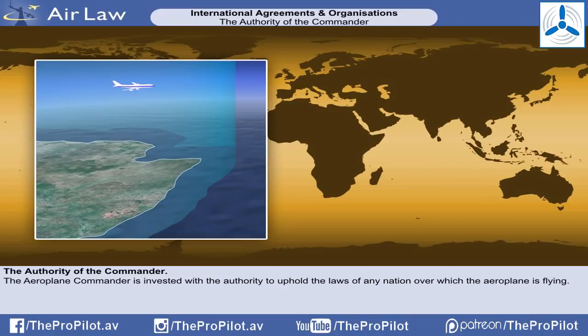So an aeroplane is regarded as carrying the same status as that of a ship. In practice, this means that the laws of any nation apply to an aeroplane whilst it is airborne over that nation or in international airspace. Over the airspace of another land, the laws of that land apply.